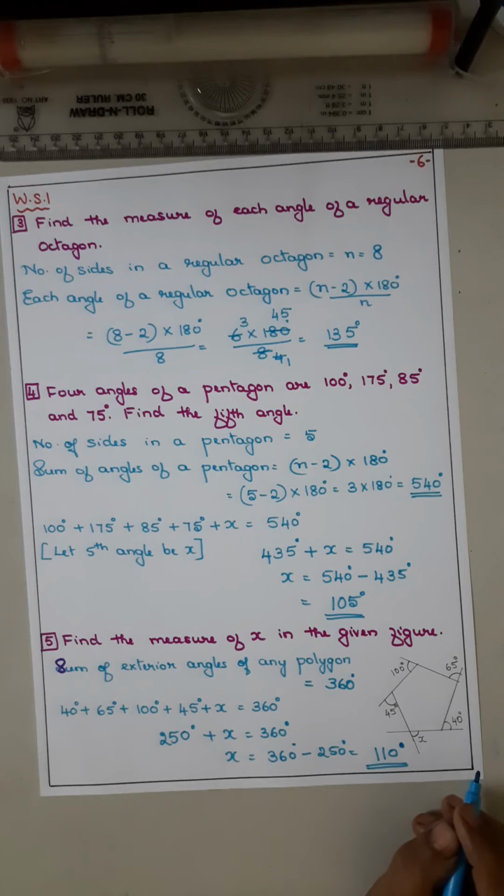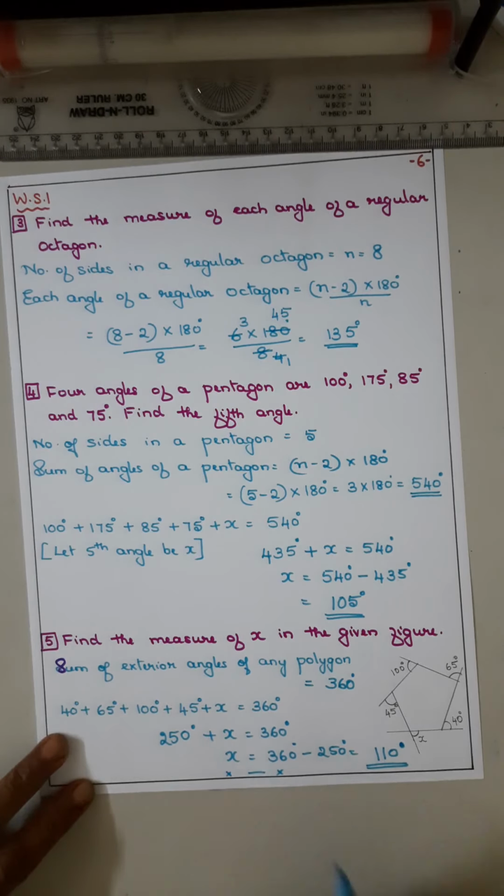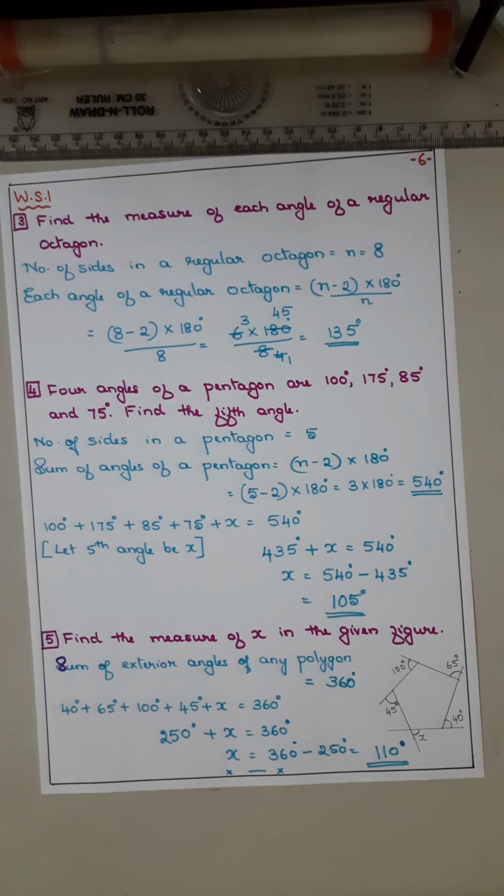Understood? So we have completed worksheet 1. Hope everyone understood. These easy sums will be asked either for 1 mark or 2 marks, not more than that. But you have to know all these.